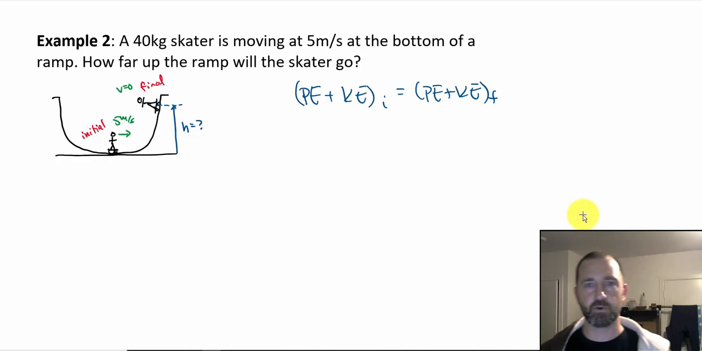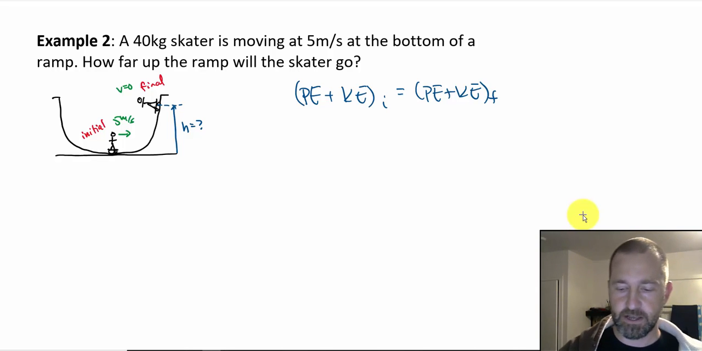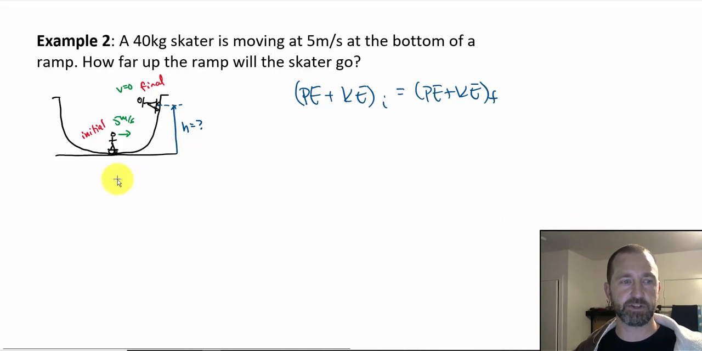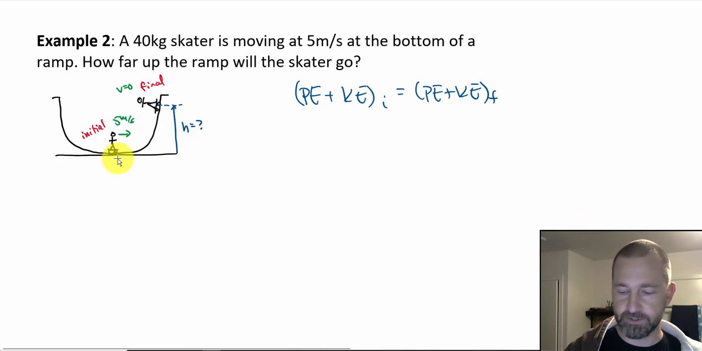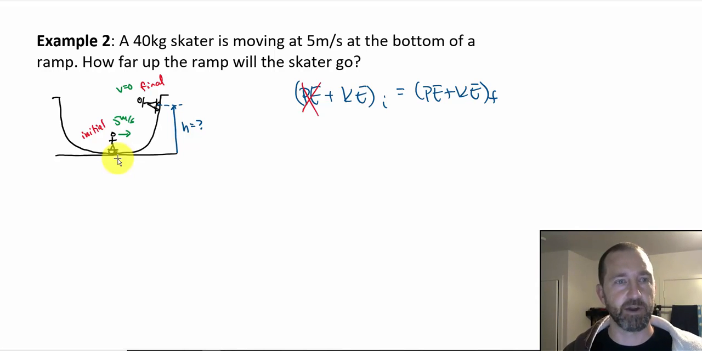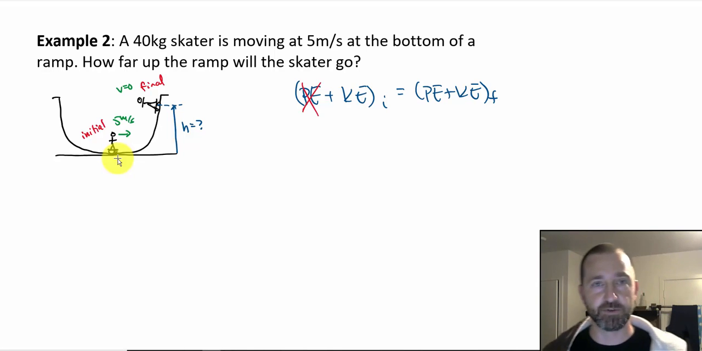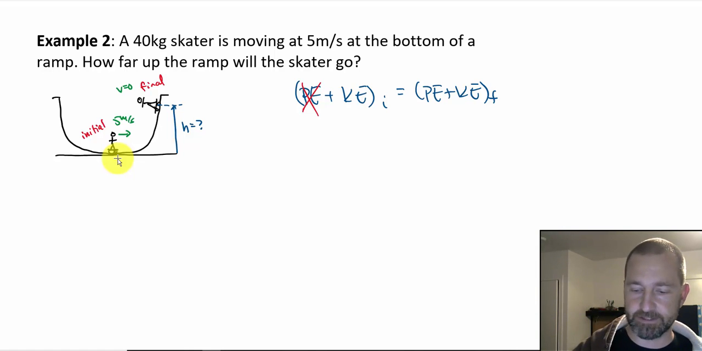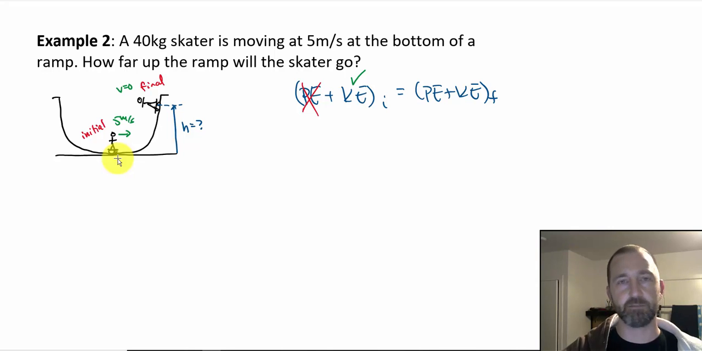We ask ourselves those big idea questions. At the bottom of the ramp, initially, can the skateboarder move to a lower position? No, they can't. They're already at the bottom of the ramp. The ramp disappeared and there's a hole in the ground maybe, but that's not the case. It says they are moving at 5 meters per second, so that means they are in motion. They do have kinetic energy.